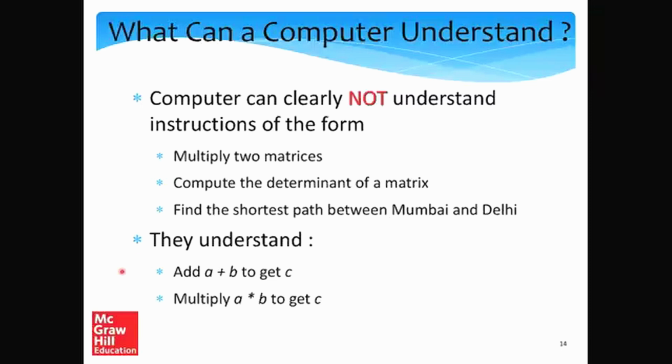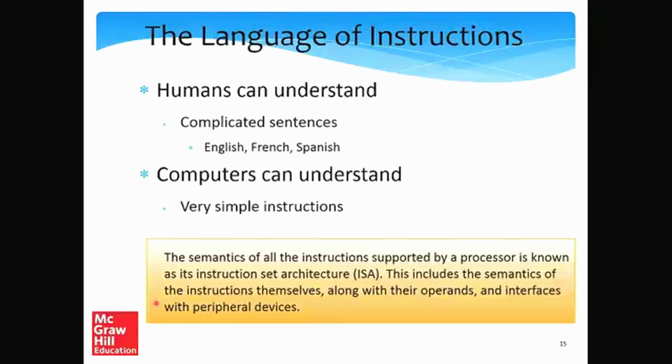So what do they understand? They understand very simple statements. Add a plus b to get c. Multiply a and b, a times b, to get c. Now the question is, how does this differ from humans? Humans can understand very, very complicated sentences in very complicated languages: English, French, Spanish, Hindi, Chinese, Japanese, Italian. Computers, in comparison, can understand only very, very simple instructions, extremely simple instructions.